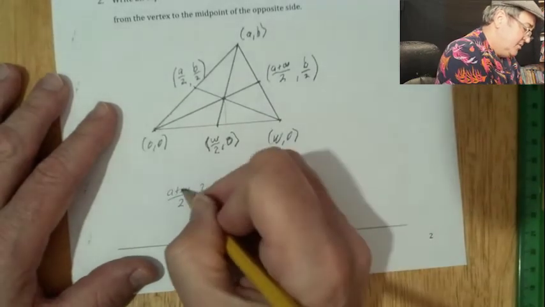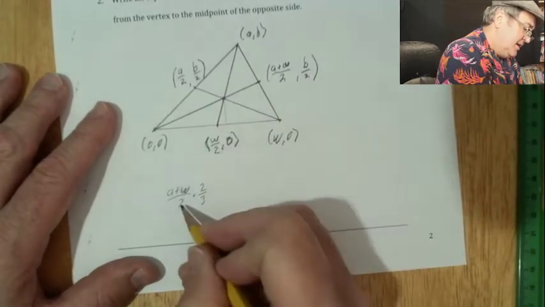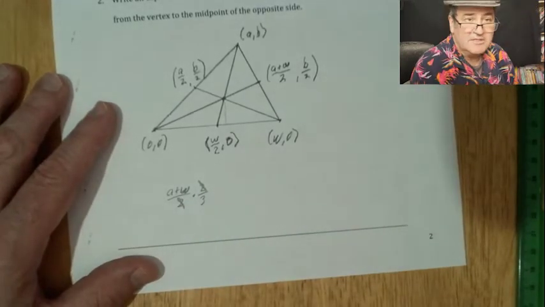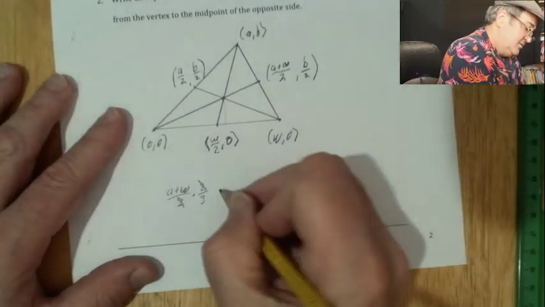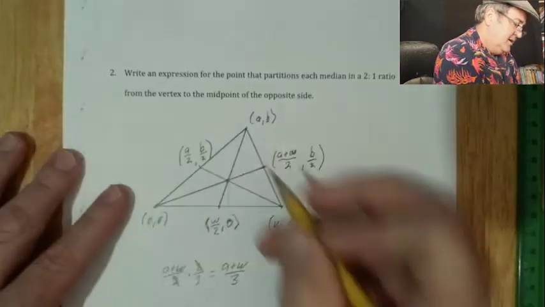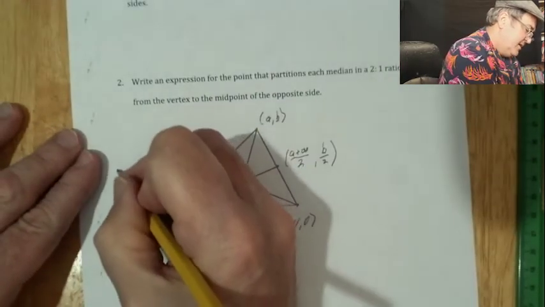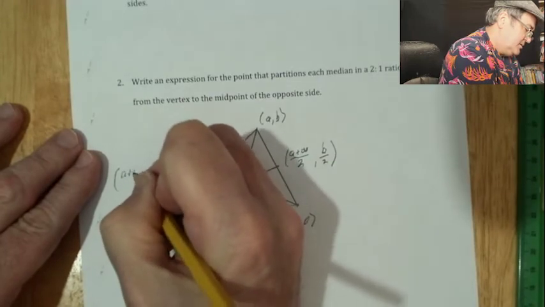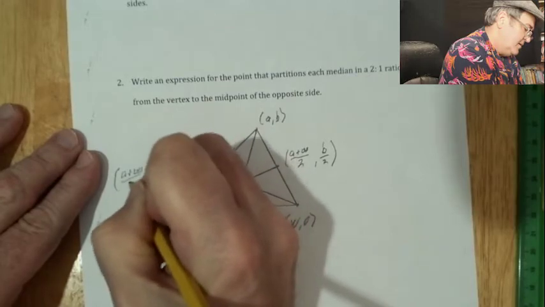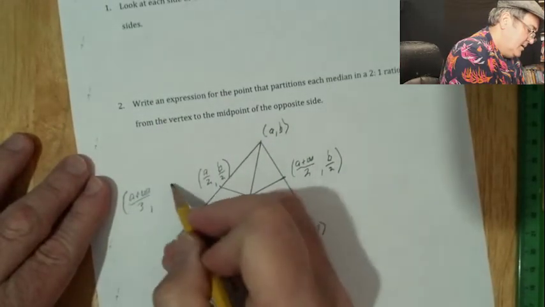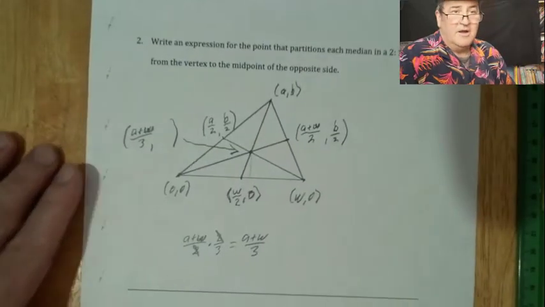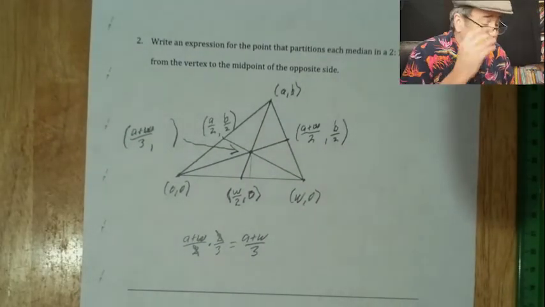Well, a + w is on top with the 2, and this 2 is on the bottom. So when you multiply, those would cancel each other out because it'd be 2 over 2. So this would be (a + w) divided by 3. So that would be the x coordinate of that point: (a + w) divided by 3. And then we're going to have a y coordinate. This is going to be the coordinate for that point right there.